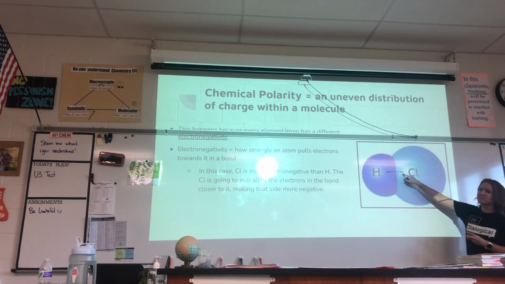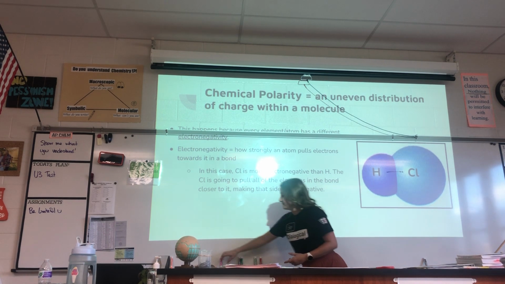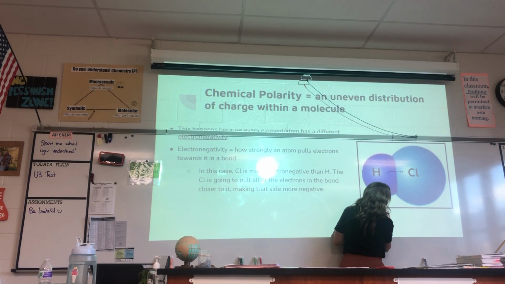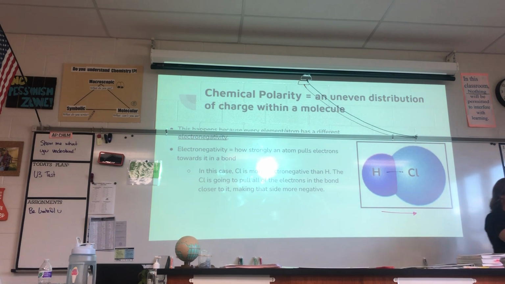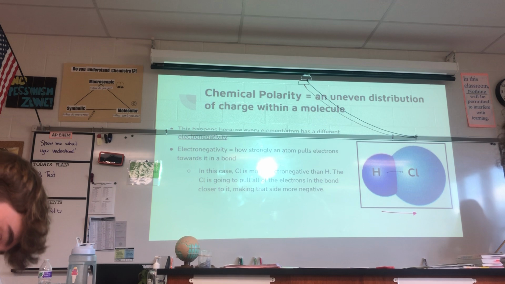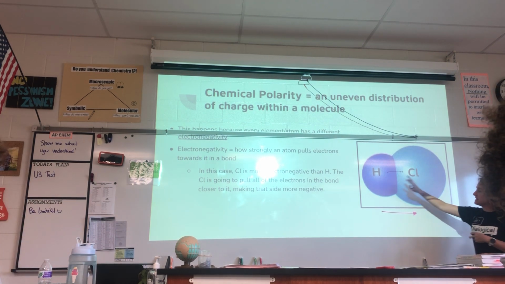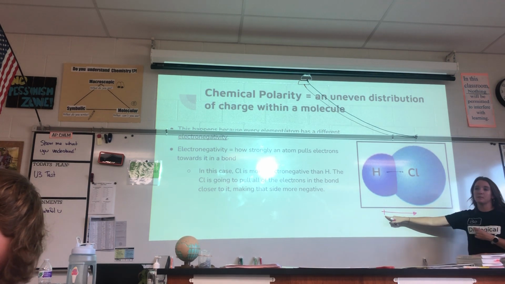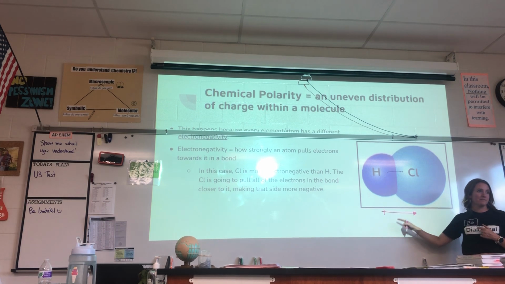Now, what charge do these little electrons have? They're negative. So draw this arrow with me underneath or above. Draw an arrow showing chlorine's going to pull the electrons towards itself. Since the thing it's pulling is negative, the other side of the molecule is going to become a little bit positive. So we make a positive tail on our arrow. This is known as a dipole arrow.